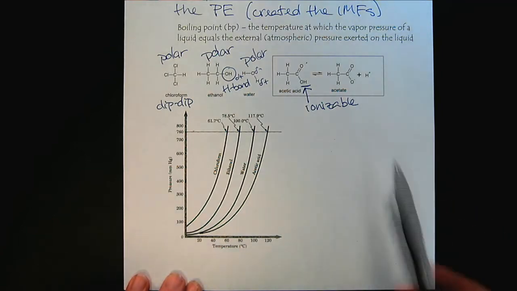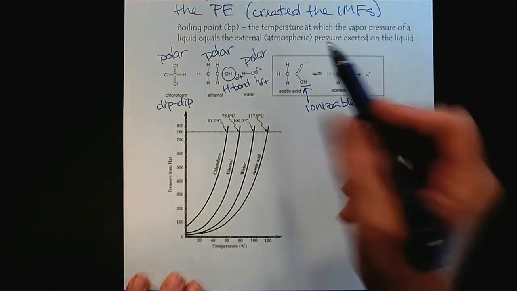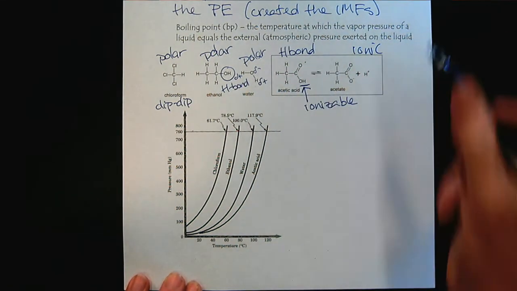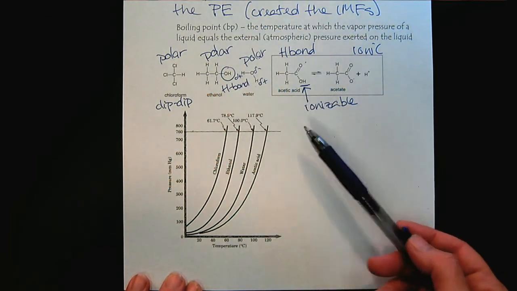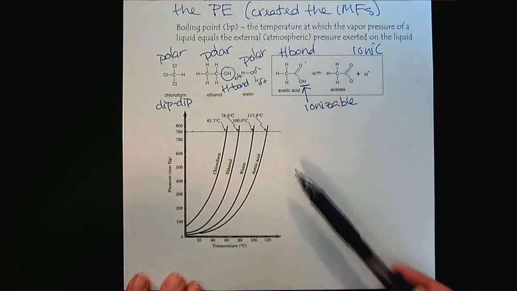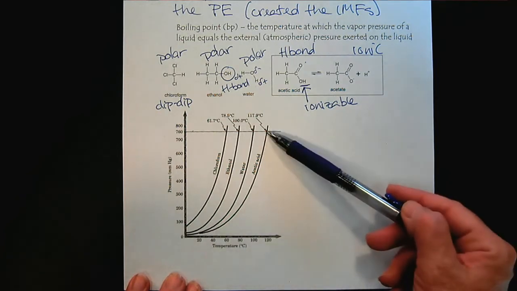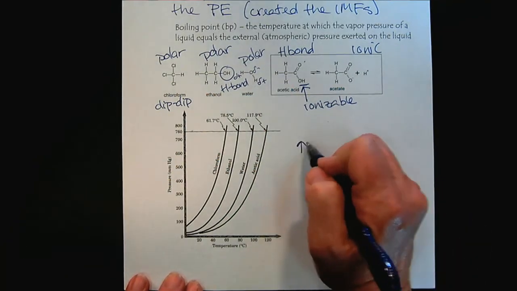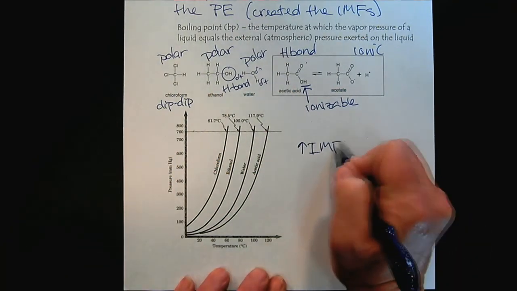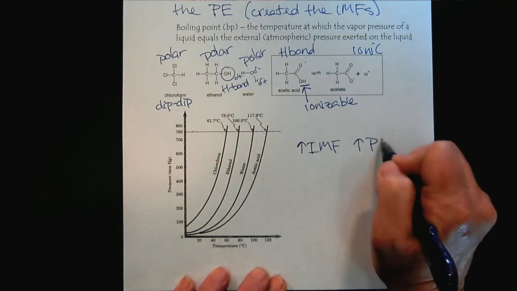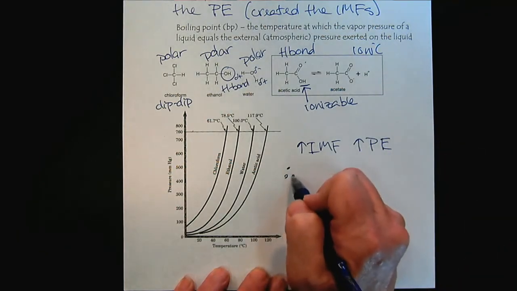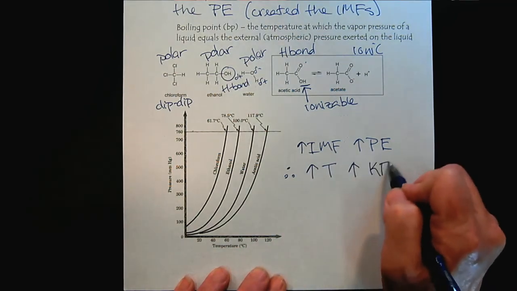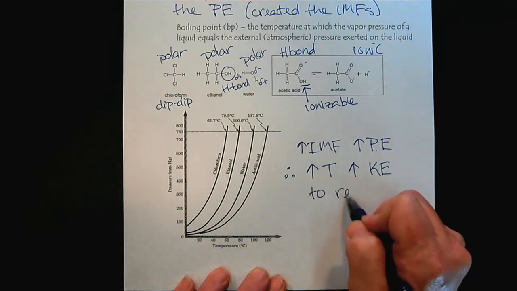And so we know that here we're talking about H bonding, and here we're back to ionic. So this acetic acid is going to have the strongest intermolecular forces of our set, and correspondingly it has the highest boiling point. So as we increase the intermolecular forces, we increase the potential energy, right? So therefore we're going to have an increased temperature to increase the kinetic energy to reach the boiling point.